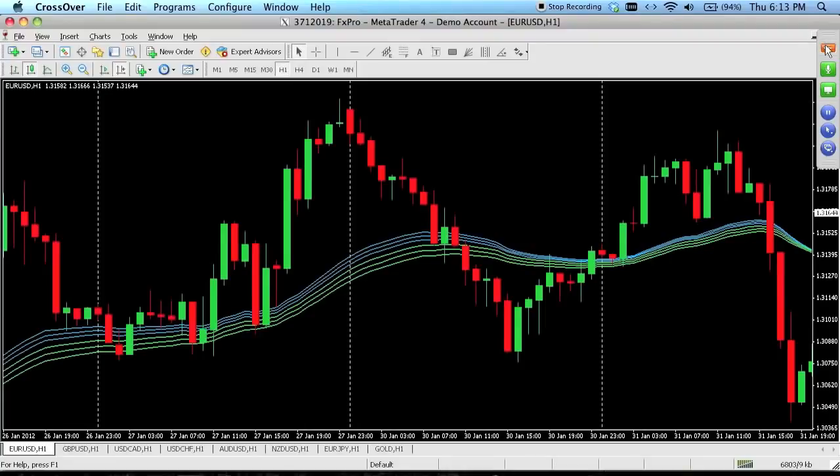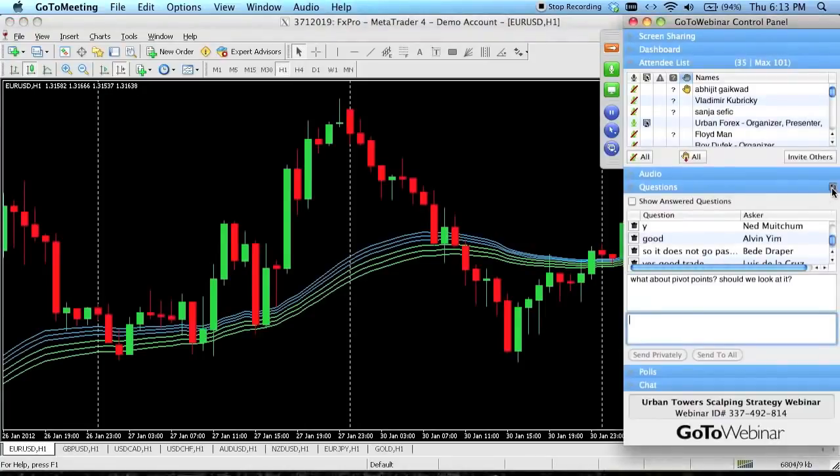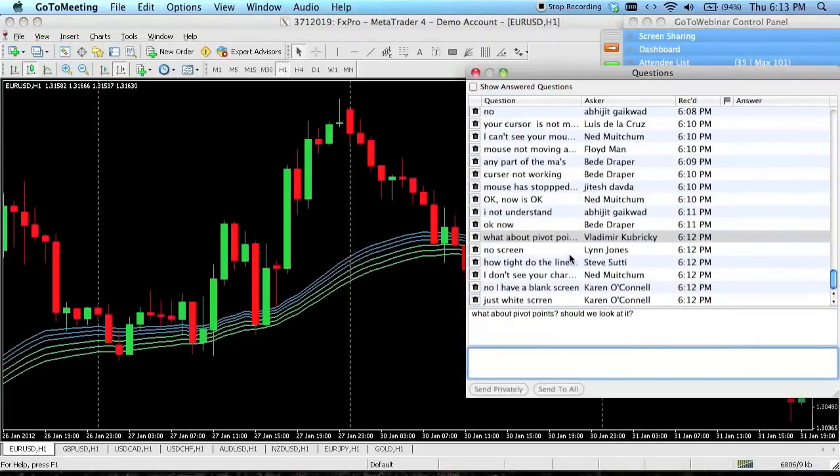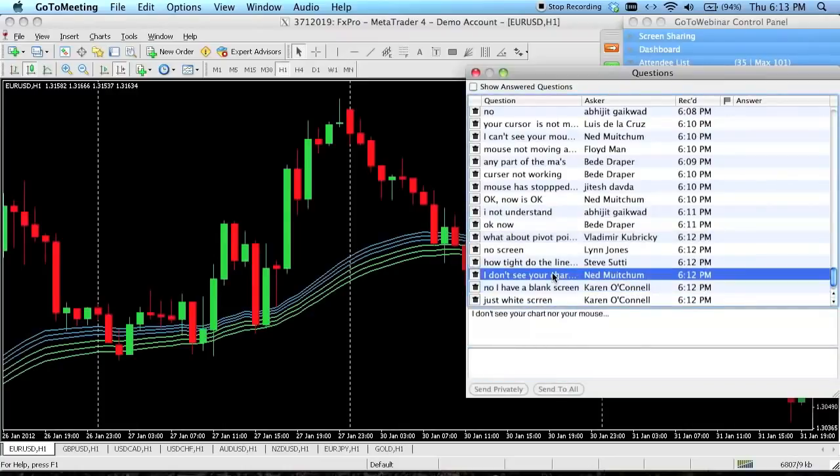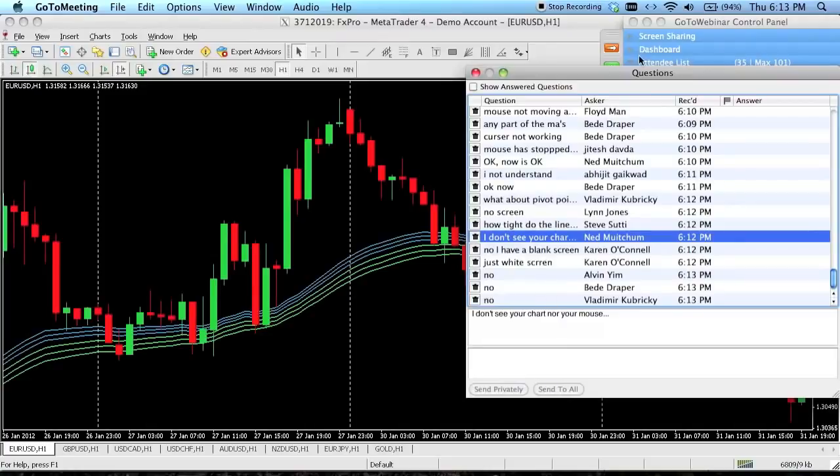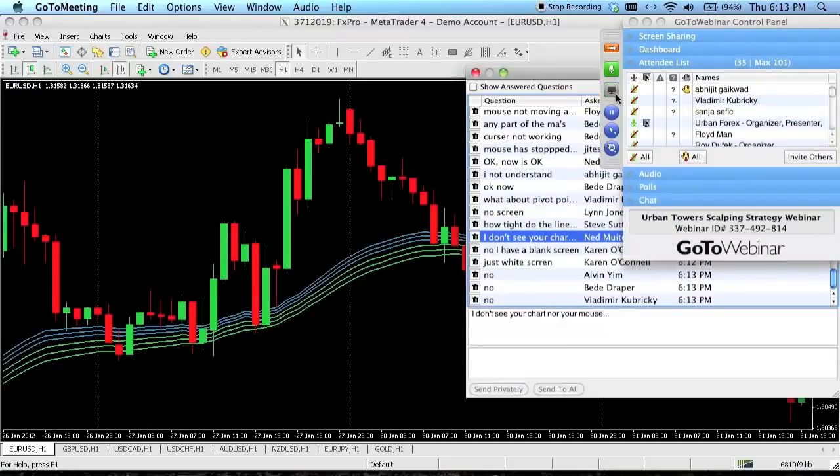Now, screens up. Everyone can see the screens now. Is it good? Just a white screen. I have a blank screen. Okay. One more time. Let's do this again. Turn it off and on.